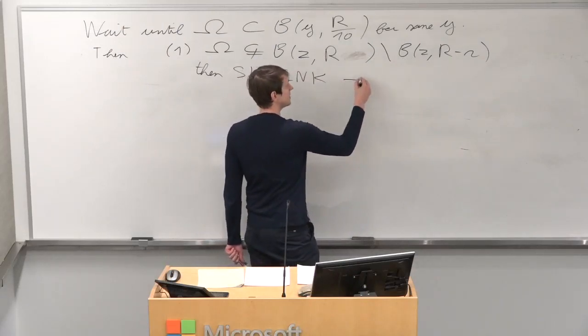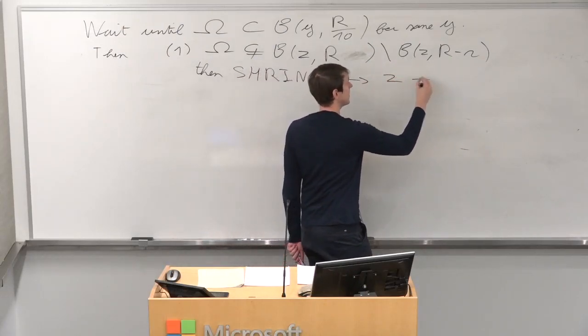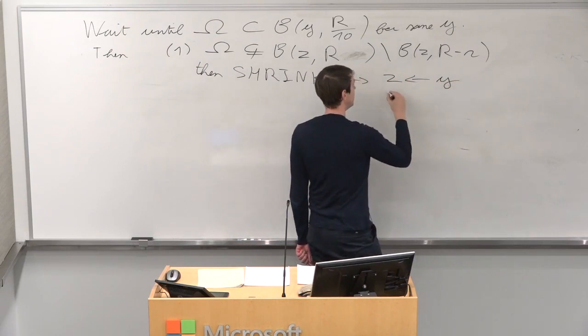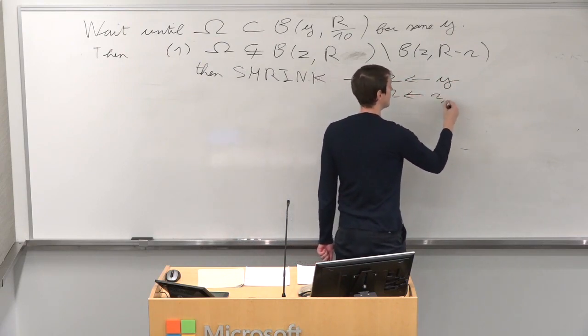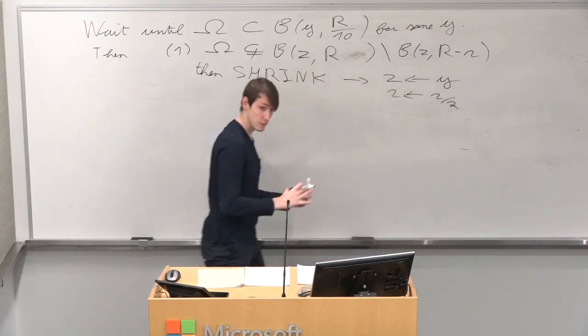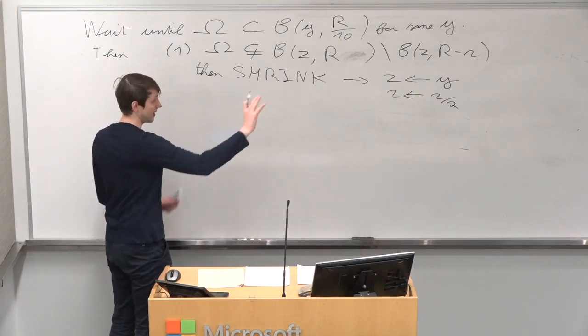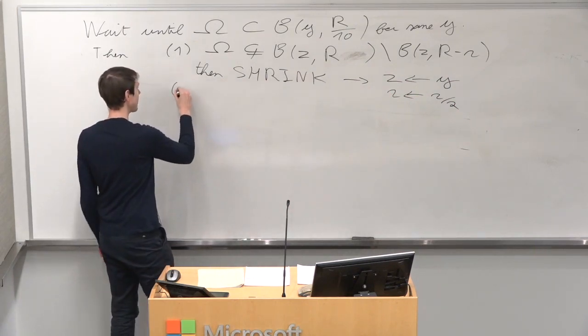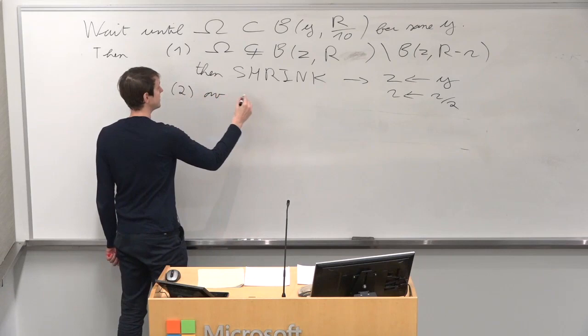So what does it mean? Shrink just means that in Z I'm going to put y, and in little r I'm going to put little r over 2. So I just shrink my scale and I refocus over there. And otherwise, grow.